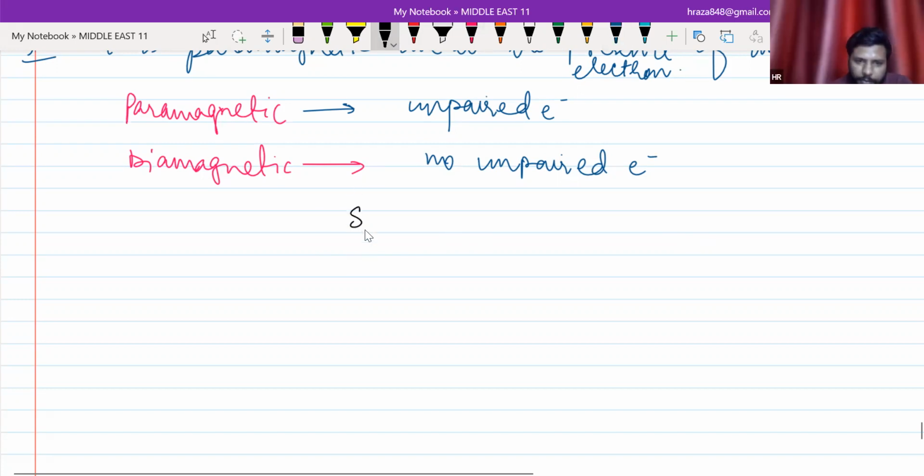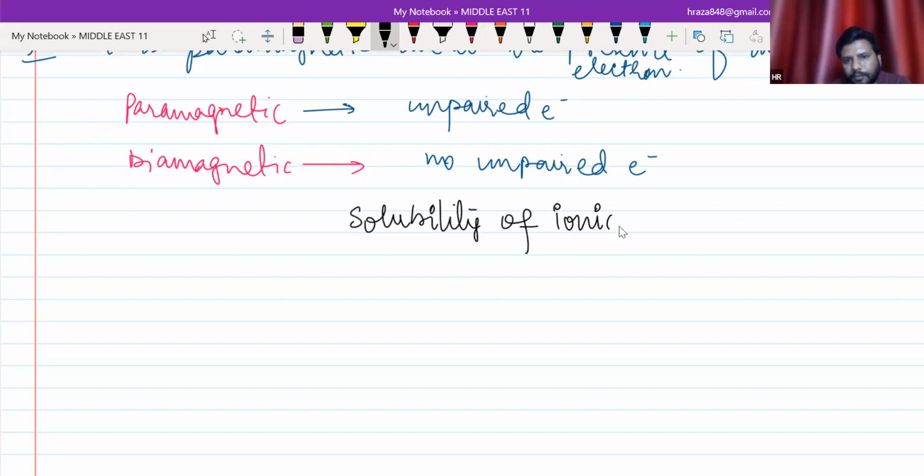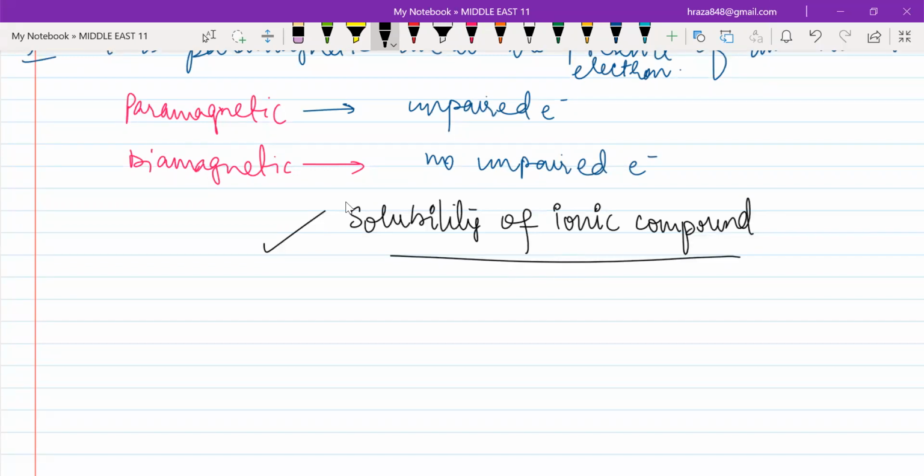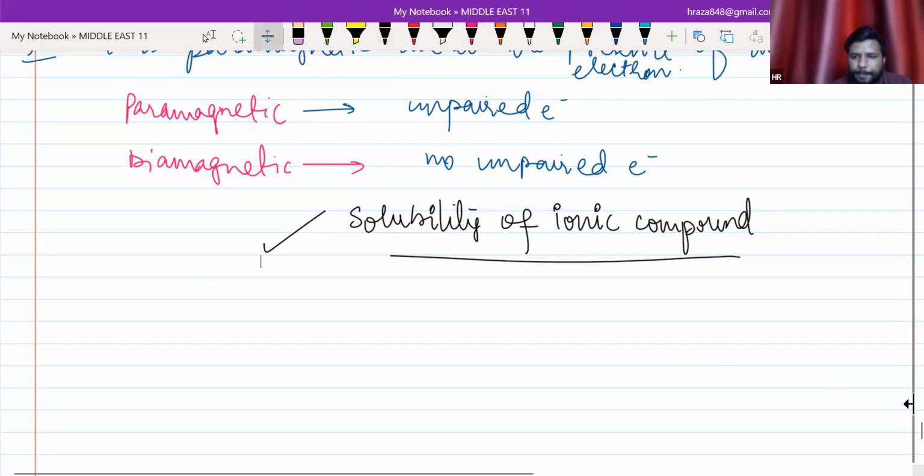Just write it and write a topic, the last topic, solubility of ionic compounds. That is basically solubility of s-block. We can also write. Please write the topic and then let me know if you are done with this. Done, sir. Very good.